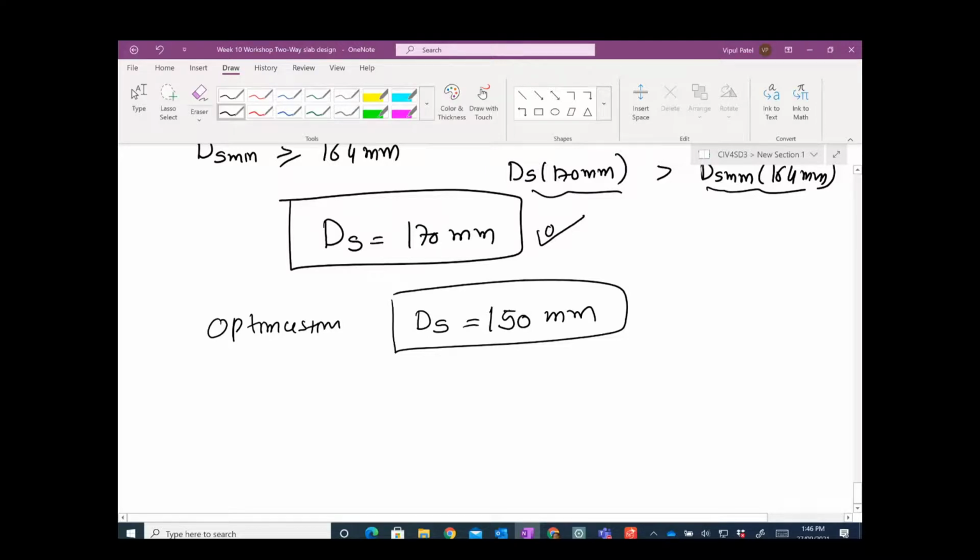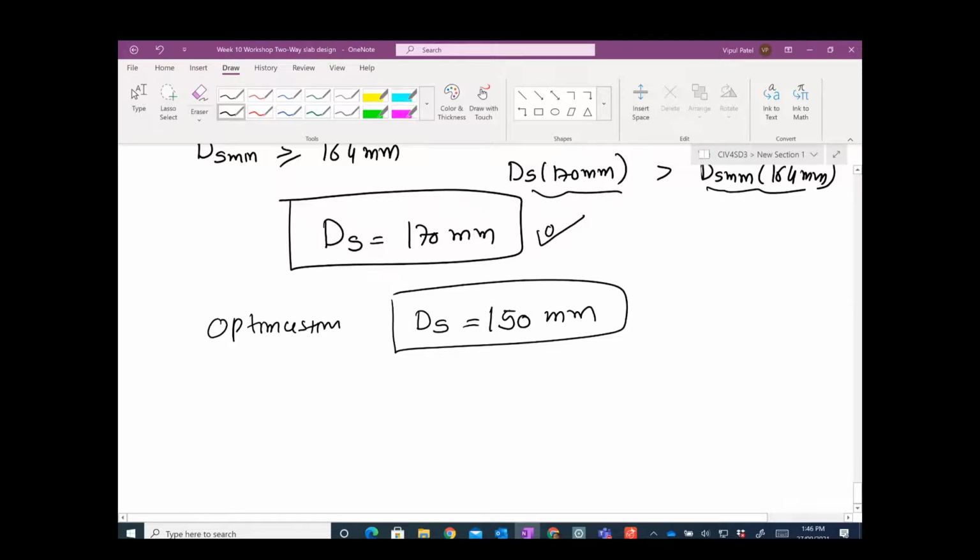But in an ideal world you need to do some iterations. But here ds equals 150 millimeters. I'll provide you the reasons, because this 170 millimeters comes from the deemed-to-comply methods, and deemed-to-comply methods are conservative. Conservative meaning they are safe, meaning they will give you a thickness which is larger.